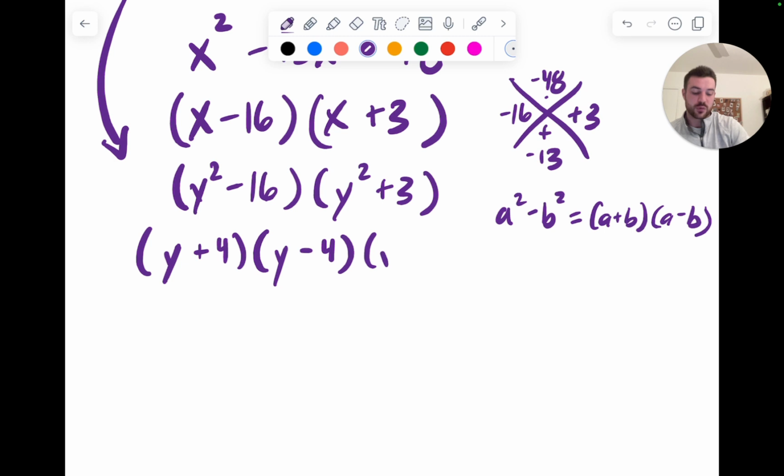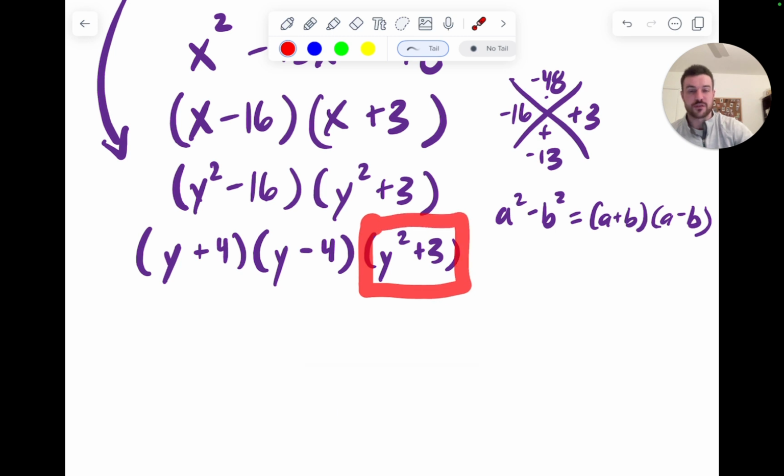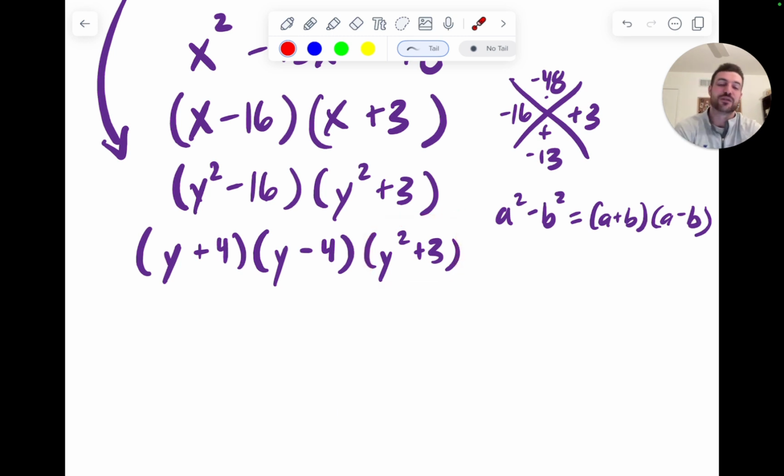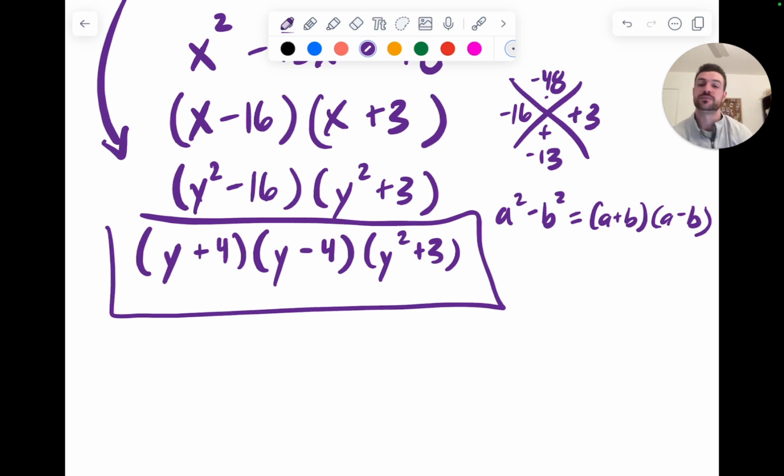We can't forget we still need our y squared plus 3 here. That doesn't just disappear. We have to bring it with us the entire way. Then I would check this one and see if it can be factored more, but it's not the difference of squares because we're adding. So we are actually finished here. My final factored form is y plus 4 times y minus 4 times y squared plus 3.